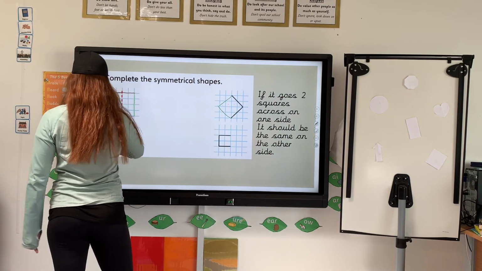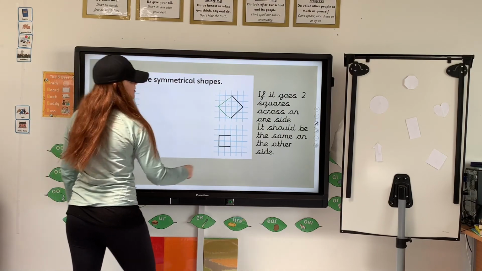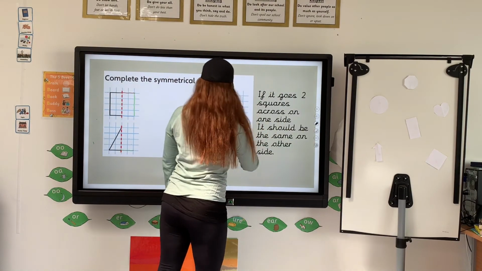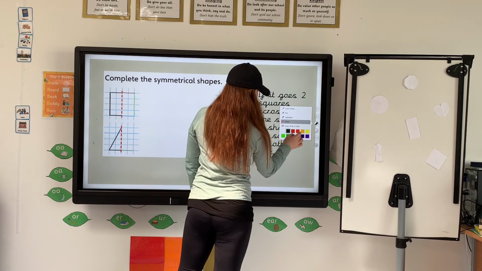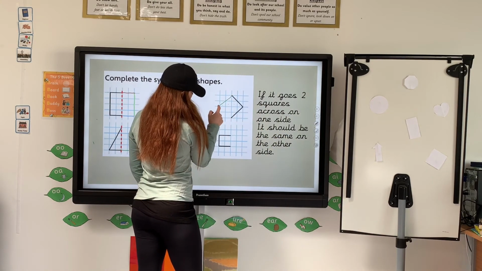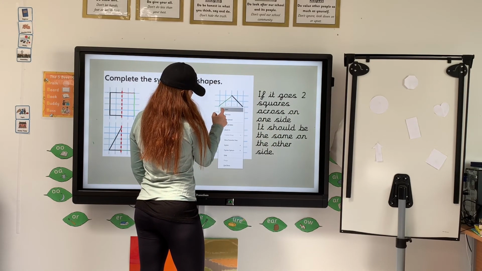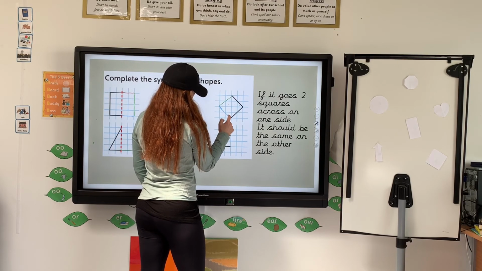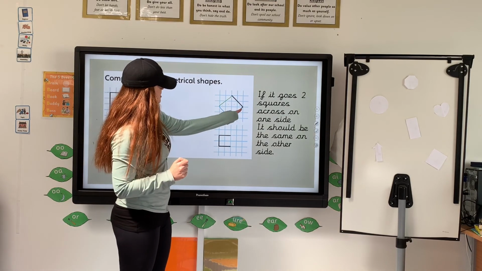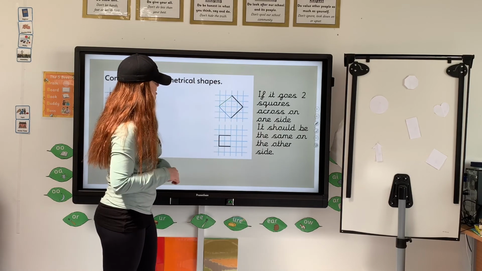Oh, my board's messing around again. It always does this. So on this bit, if I do it in a different colour so you can see. So you can go from the green to the back. And again, you can see 1, 2, and it's 1, 2 in the middle of those bits.